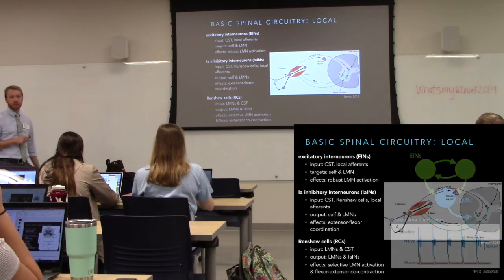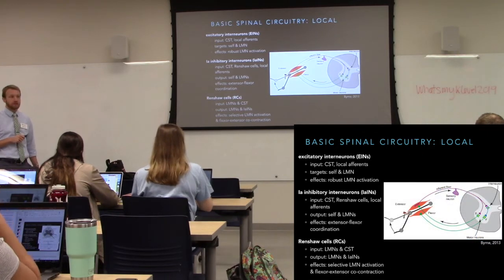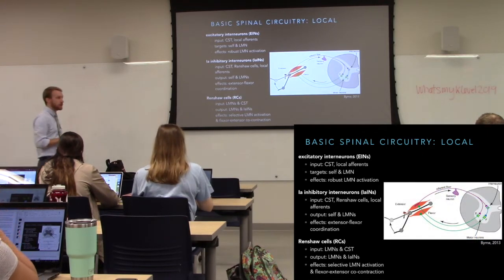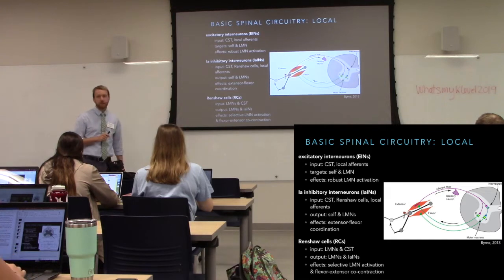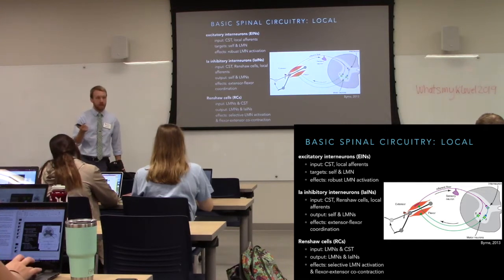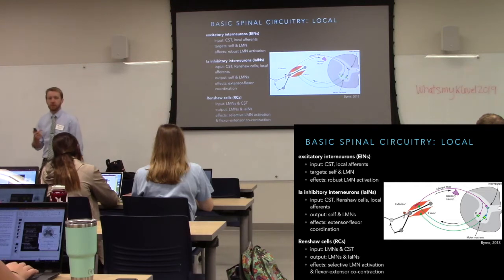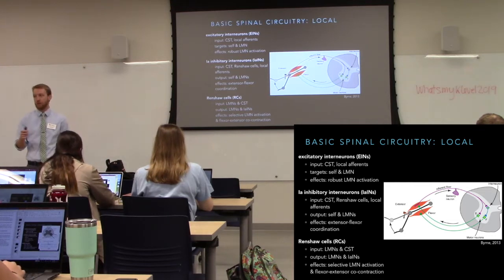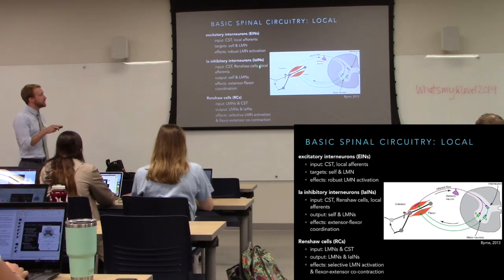We also have inhibitory interneurons as well. These aren't there to act as amplifiers. These are there to help coordinate extensor and flexor activity so that you don't have co-contraction, unless you want it. You can always inhibit these to allow co-contraction, and that's what our Renshaw cells will do.